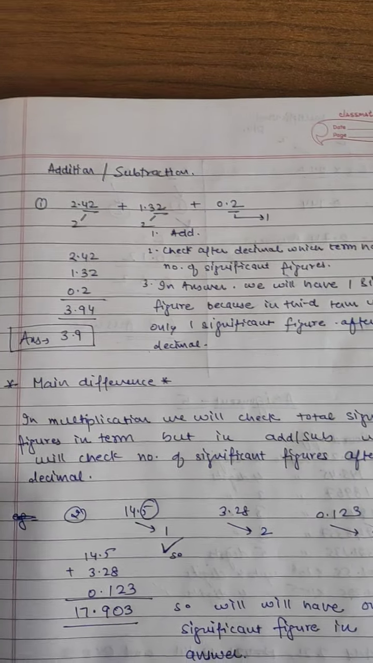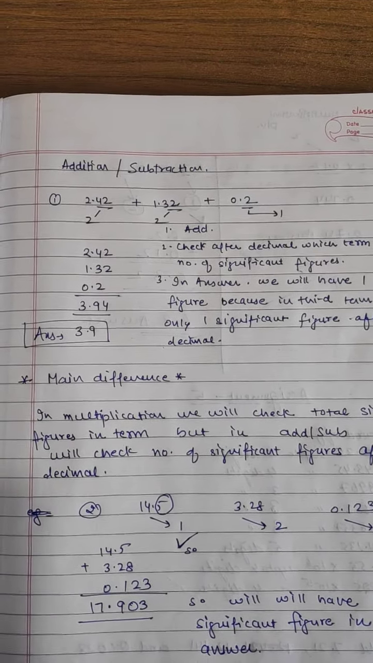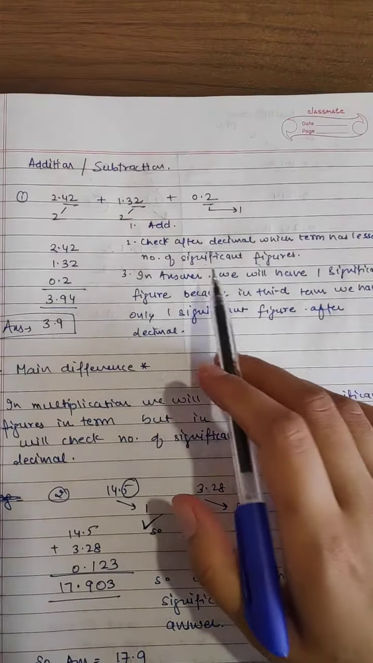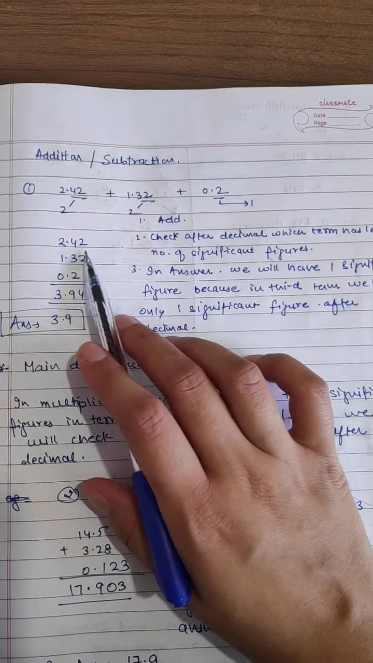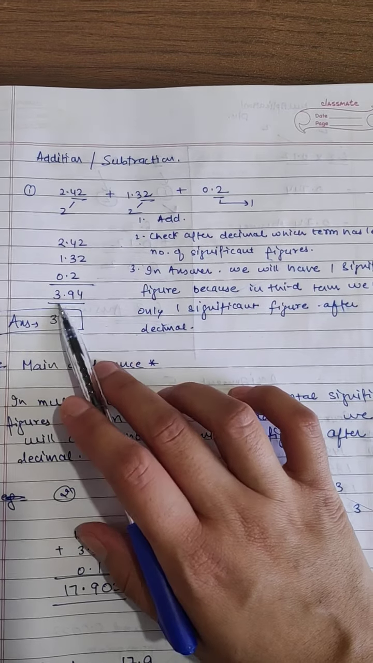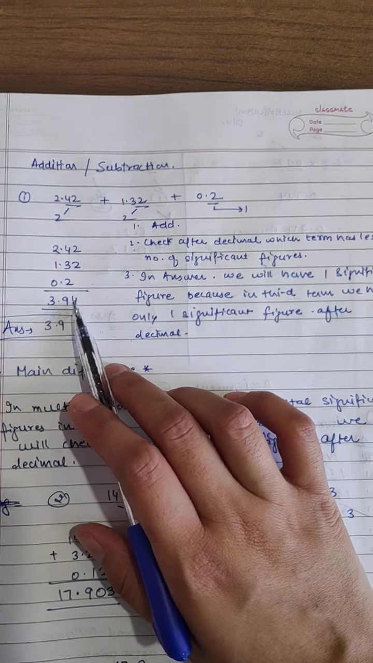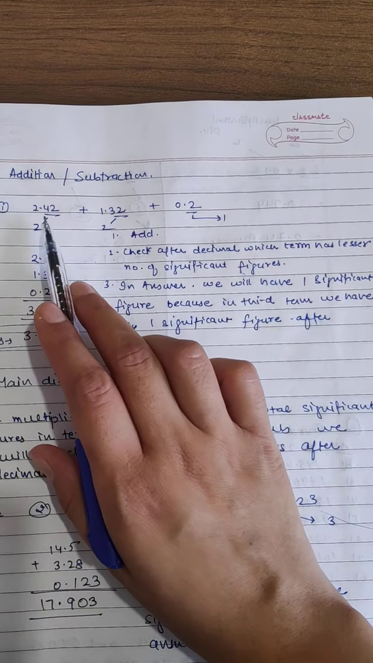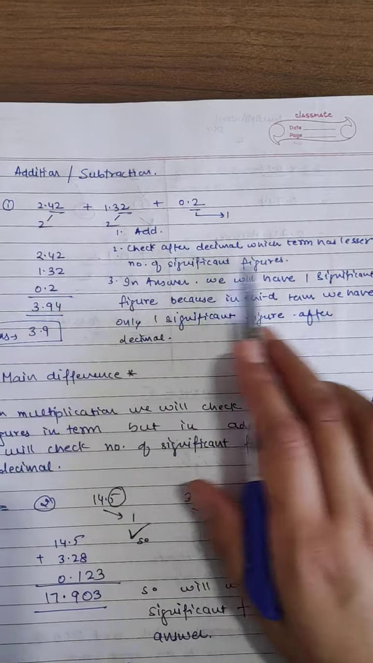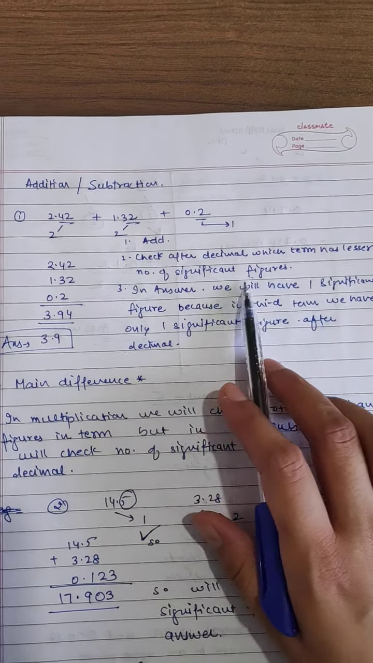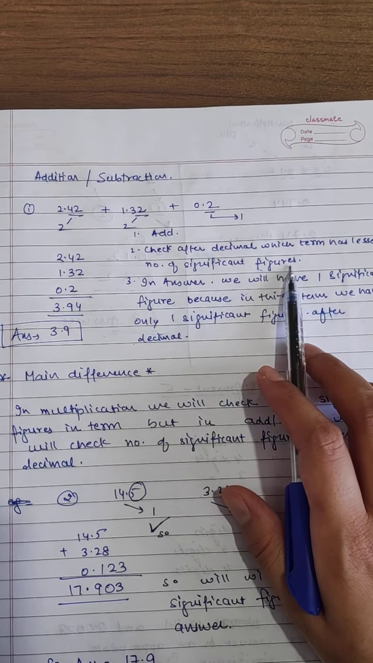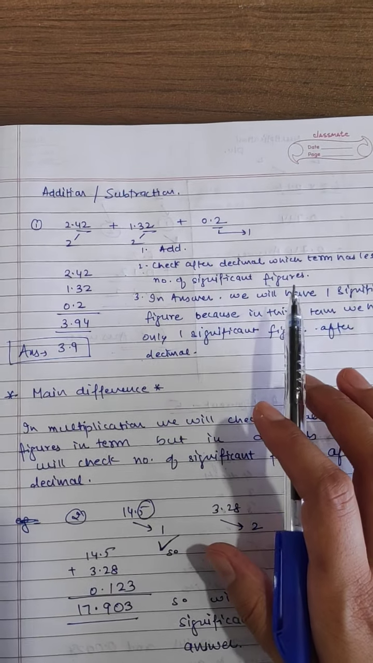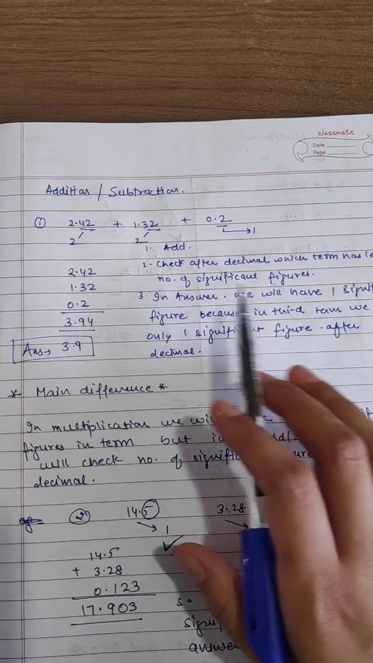For example, you get a question where you have to add 2.42, 1.32 and 0.2. Now what is the first step here? Firstly, add these. I have added and I got the answer 3.94. Second step, check after the decimal. After the decimal we have to check how many significant figures are there in each term and choose the term with the lesser number of significant figures.